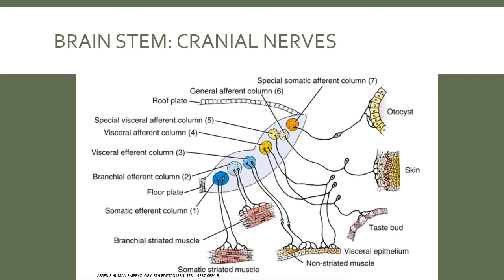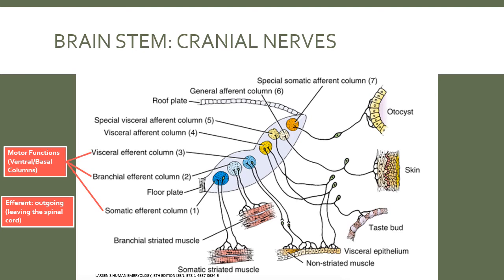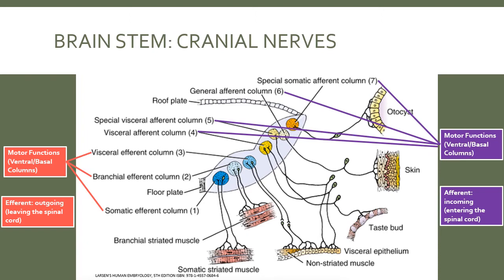So here we have the cranial nerves. We've got efferent nerves, where the cell bodies are based within the spinal cord, and those are providing outgoing motor functions. So essentially, if you're based in the spinal cord, you're part of the process that sends signals back out into the body. Whereas your afferent neurons are providing, again, motor functions in this particular example, but they're the ones that are entering the spinal cord.